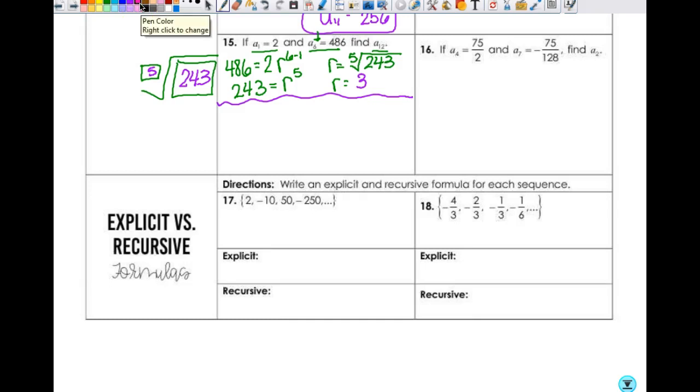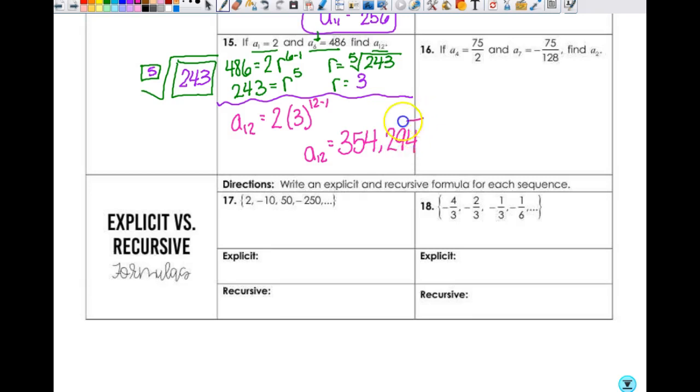All right, so now I have R is 3. I'm looking for A12, so A12 is equal to A1, which is 2, times R, which is 3, to the 12 minus 1 power. That's 354,294. Okay, everybody okay with that?